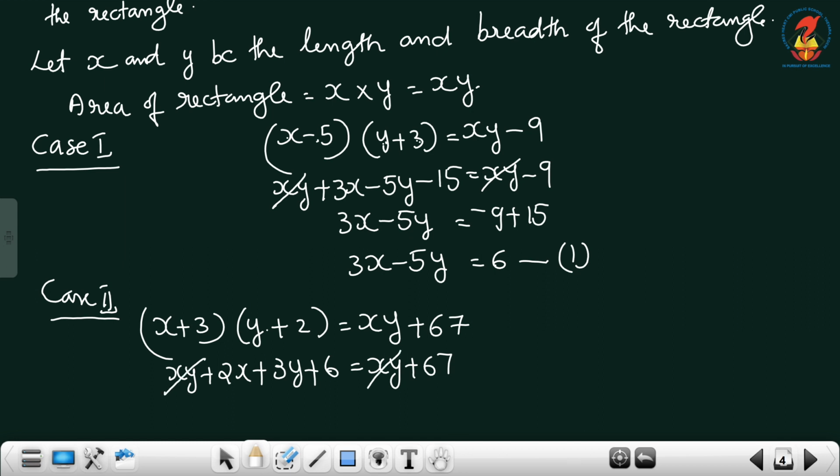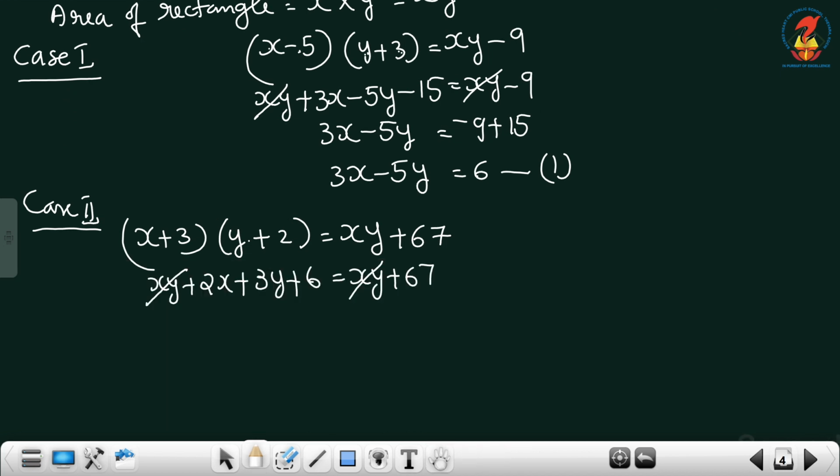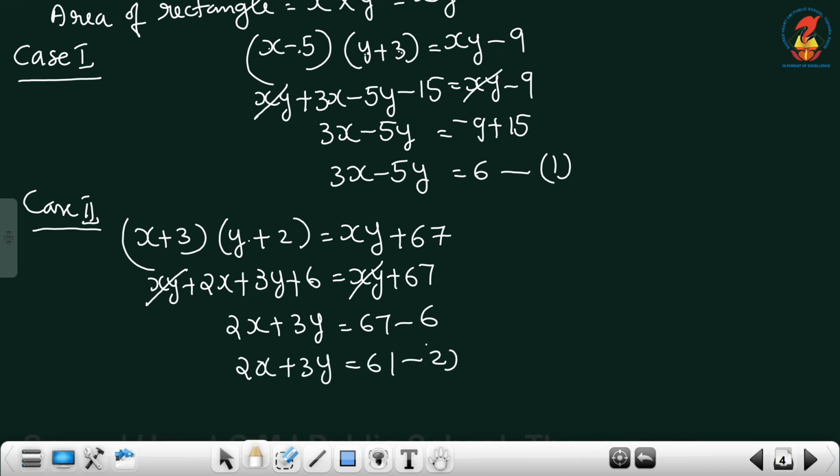xy and xy you can cancel. Then next, 2x plus 3y equal to 67 minus 6. 2x plus 3y equal to 61. This is the second equation. Okay, here 3x minus 5y equal to 6, first equation. Next, 2x plus 3y equal to 61, the second equation.